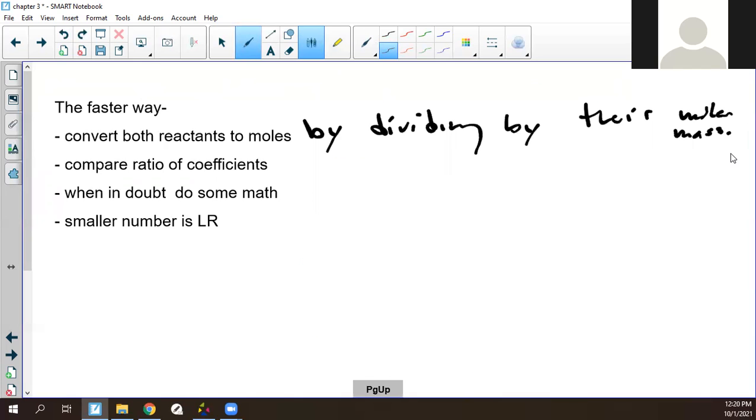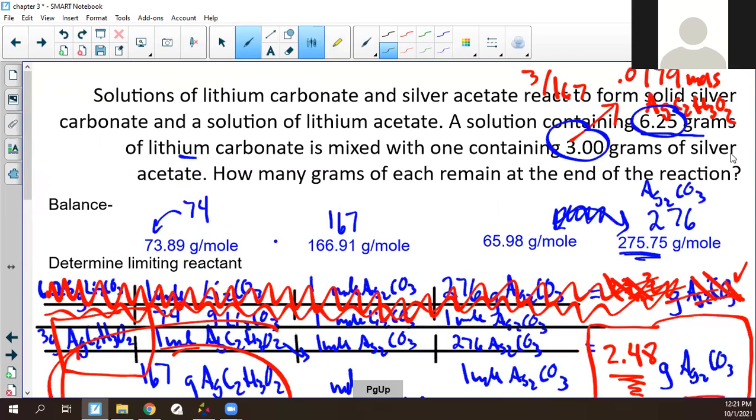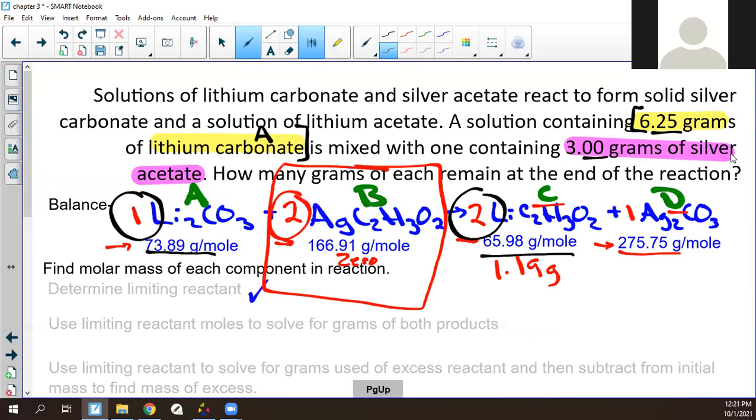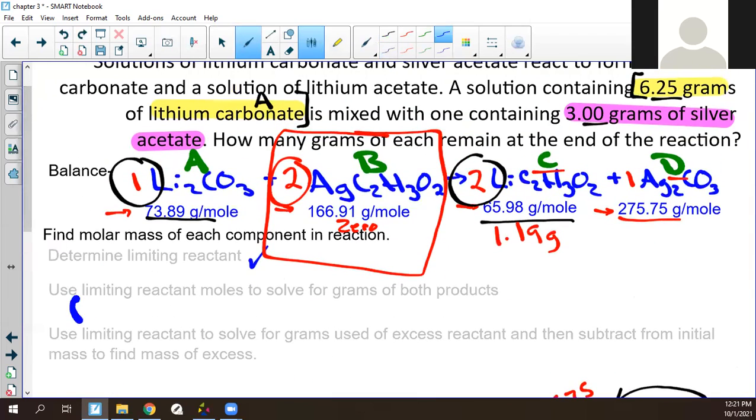Okay. Now let me come back to this, where I have one of them written out. There's all this extraneous stuff, but just stick with me for a minute. Li2CO3 is lithium carbonate. I am given 6.25 grams of it. That's my given. I'm going to divide that number by the molar mass, which is 73.89. Someone tell me that answer real quick.